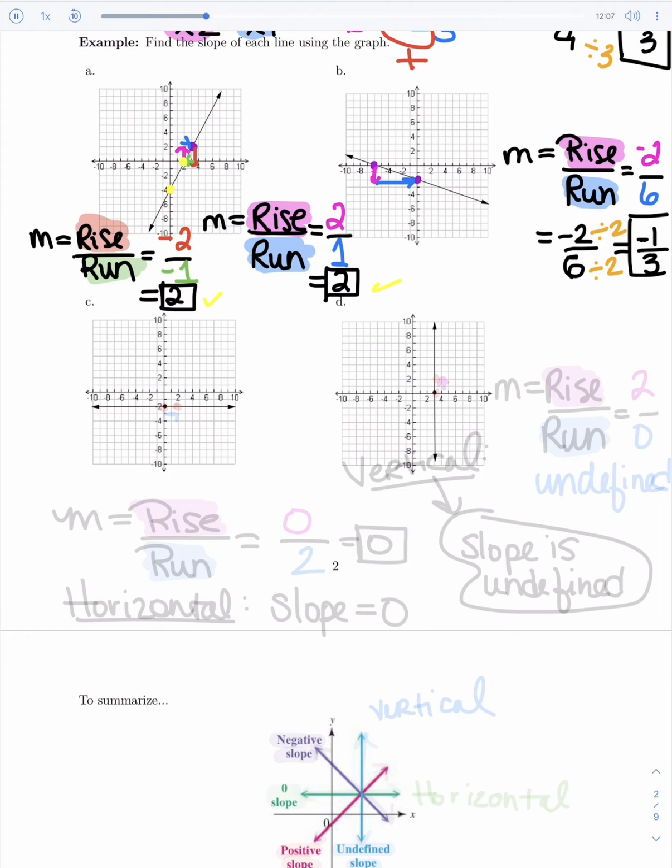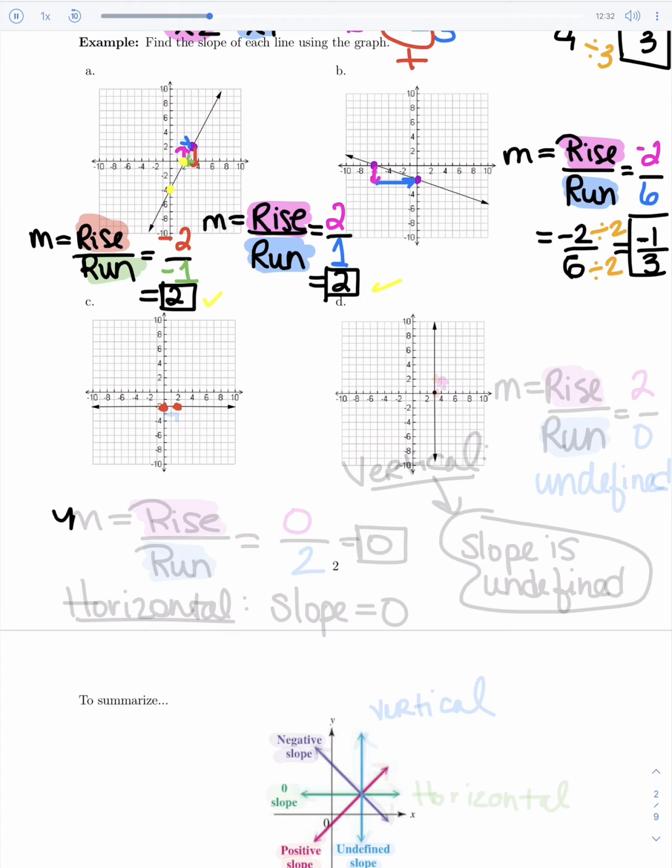Look at these last two, in C and D. Notice that we have our special cases for lines. You still need to take a look at 2 points. They've only got one labeled, but you can label one yourself. So let's take a look at C. We'll label 2 points here. We're still going to do it the same way.